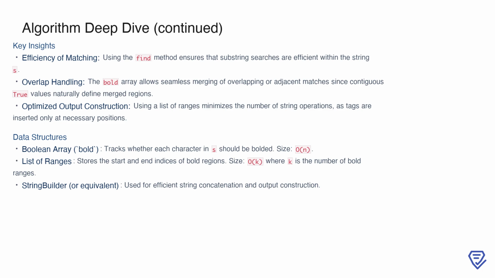In terms of data structures, the bold array has a size of O(n), where n is the length of the string, while the list of ranges has a size of O(k), where k is the number of bold regions. Additionally, a string builder or equivalent structure is used to efficiently concatenate the final output string, ensuring that our solution is both time and space efficient.